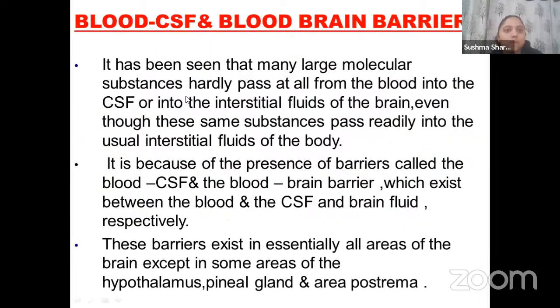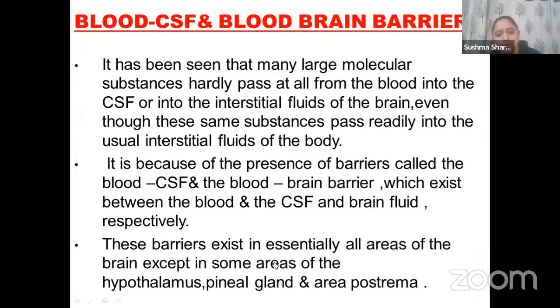Okay. Now, blood CSF and blood-brain barrier. We have a lot of toxins in the blood that can pass readily into any tissues because they can pass through the interstitial fluids. But we have the presence of a barrier called the blood-brain barrier, which exists between the blood and the CSF. Thus, it prevents the entry of harmful substances into the brain.